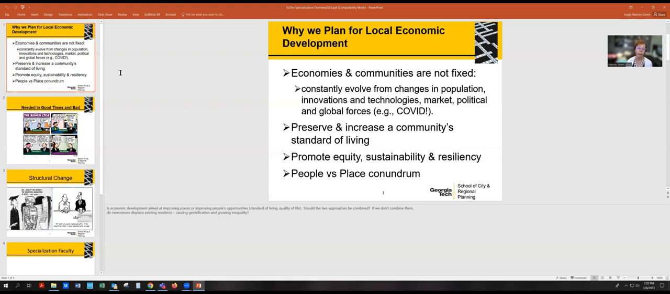And then we also do economic development planning to improve places as well as the populations that live within them. But sometimes that becomes a dichotomy unless the two foci are carefully intermixed in the work that we do. If we don't combine the two approaches, we often end up having newcomers displace existing residents, which is what we call gentrification, and we see major problems of gentrification all around us.